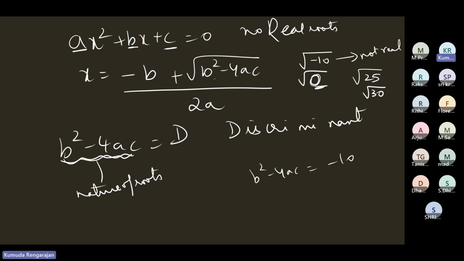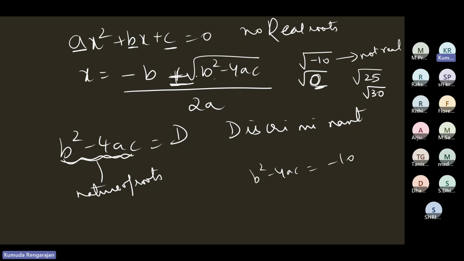It can be a perfect square or an imperfect square, whatever it is. So when b square minus 4ac is positive, the quadratic equation will have two roots. Why two roots? Because minus b plus root b square minus 4ac by 2a is one root, and the other root is minus b minus root b square minus 4ac by 2a. That's the other root. One with the plus sign, one with the minus sign.